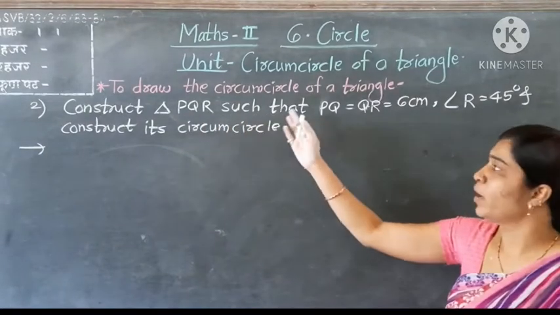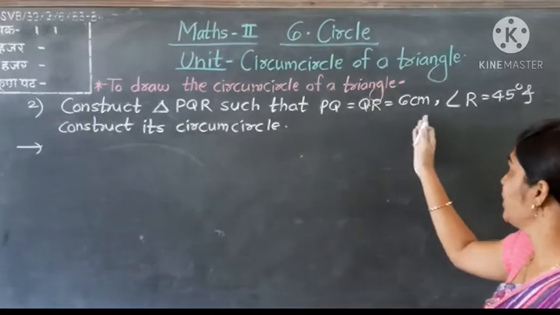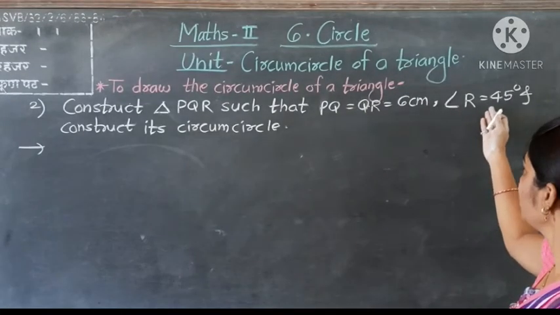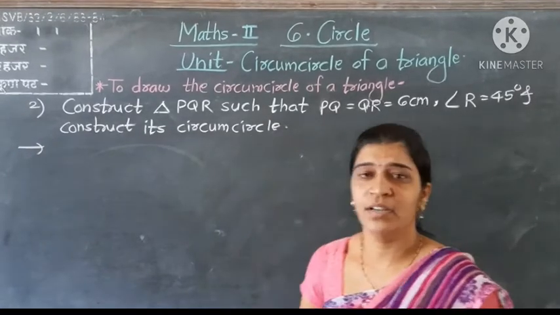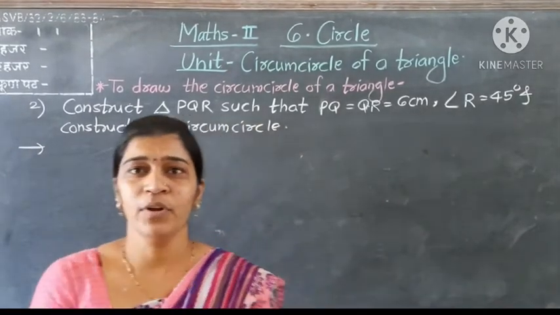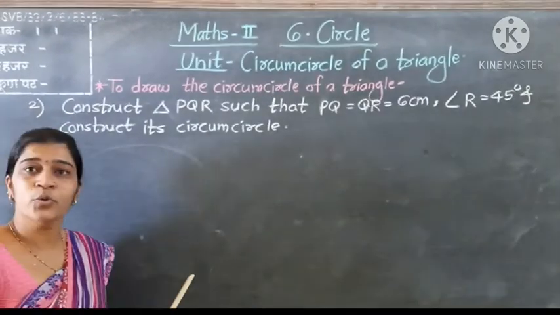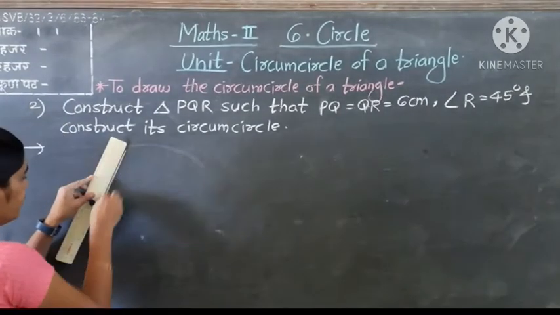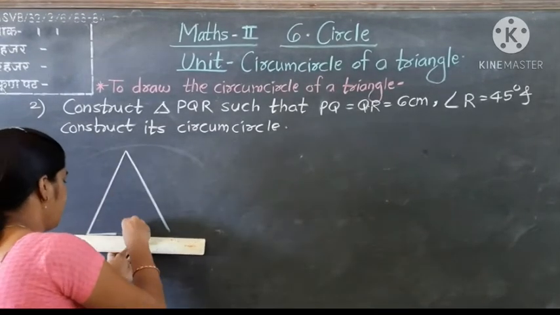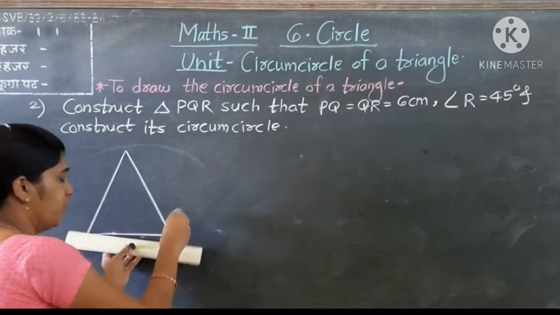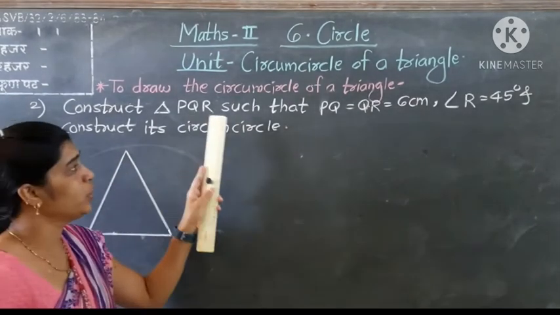Construct triangle PQR such that PQ is equal to QR is equal to 6 cm. Angle R is equal to 45 degree, and construct its circumcircle. Here we construct circumcircle. For this I had told you, first you draw rough figure. We have this time triangle PQR.